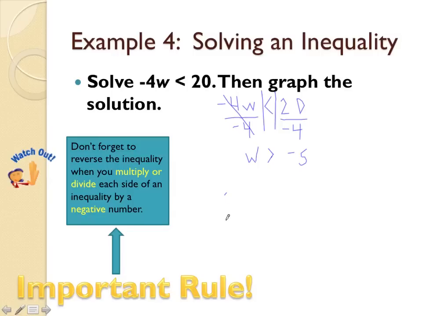All right, to graph this, again, I do that on a number line. And I would need to go through, and let's say that we're going to start at negative 6, -5, -4, -3. Okay, so I have my number line done.